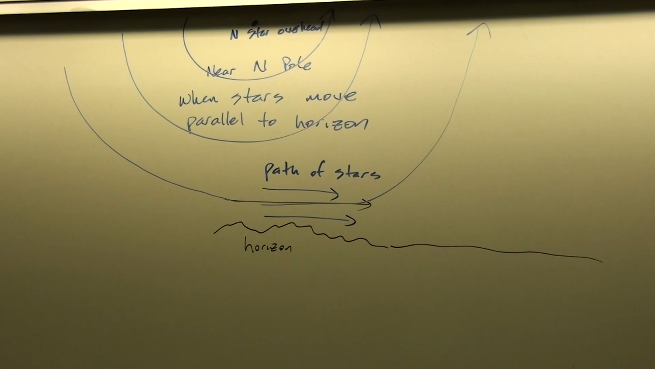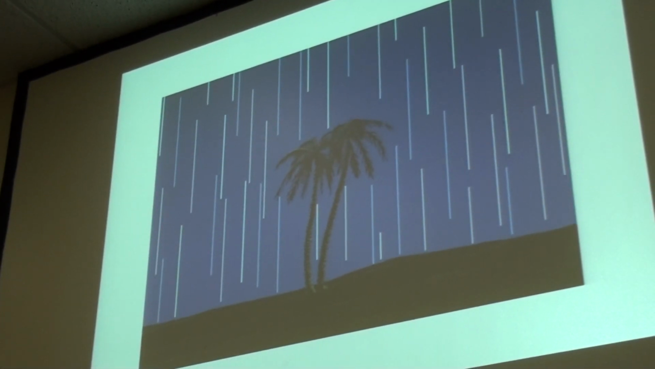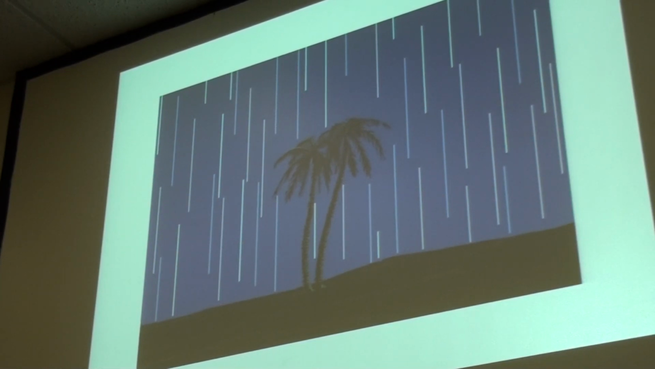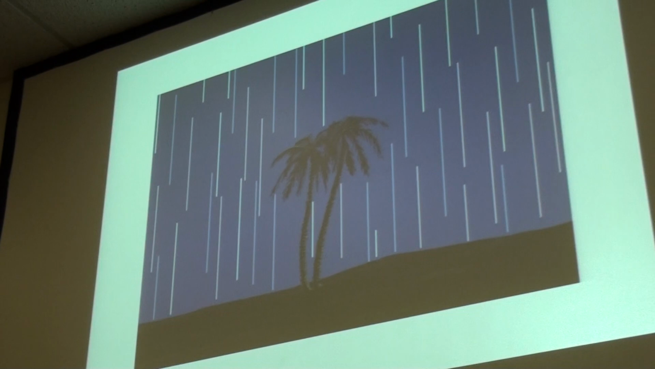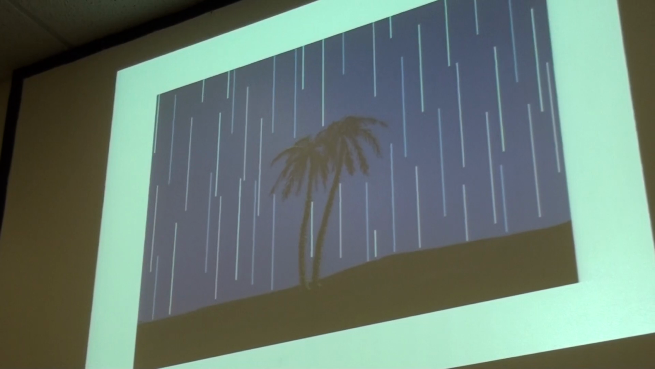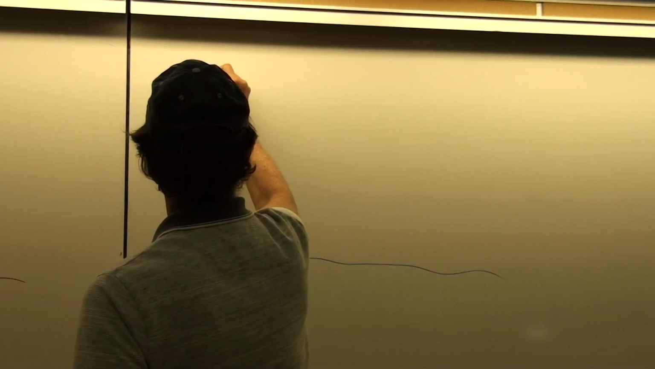Now what about here though? Where we see them going vertically. Well, again, you can use the hint of the palm tree, and that might clue you into the fact that we're near the equator. And so that would be correct. So here then, we're looking near the equator, then the North Star is right on the horizon.